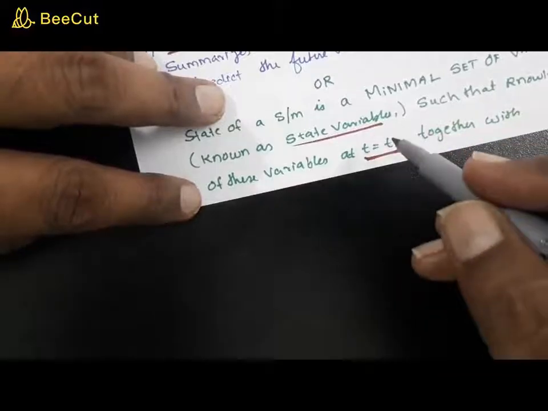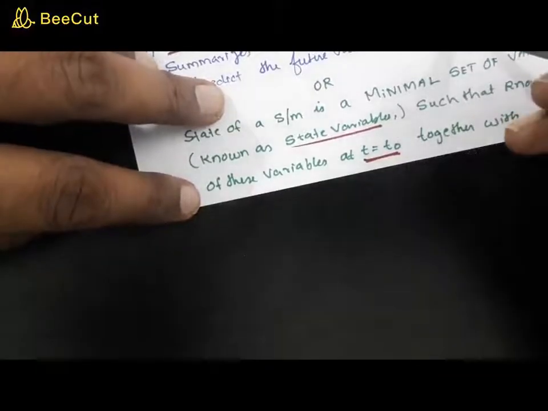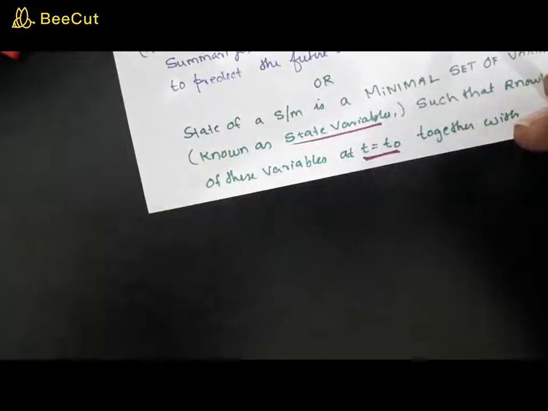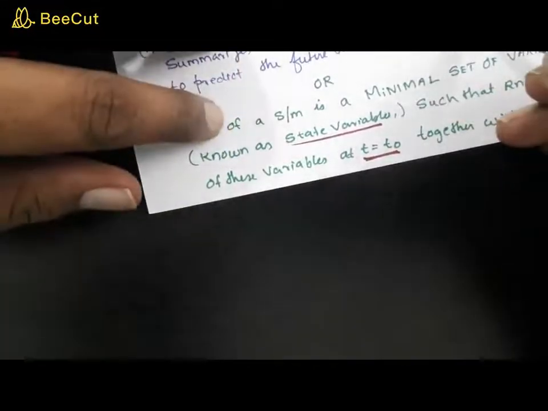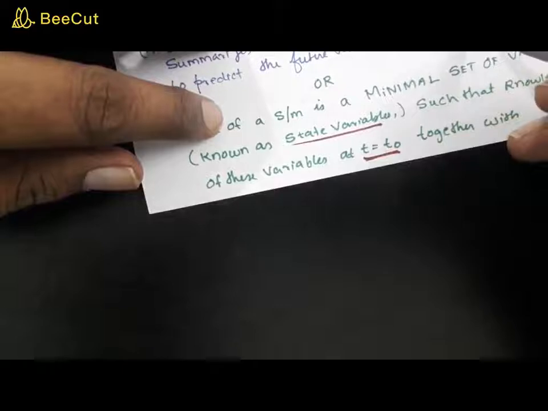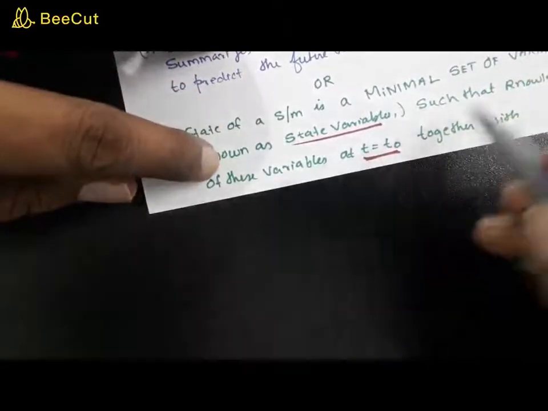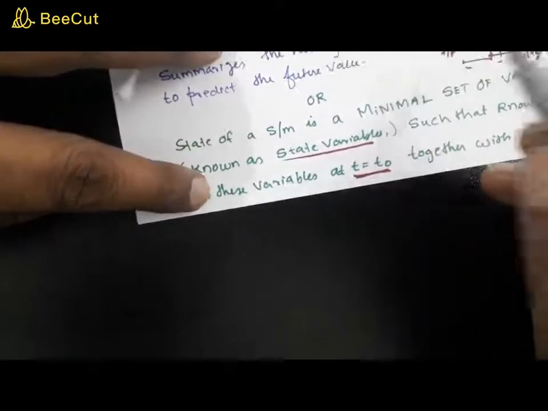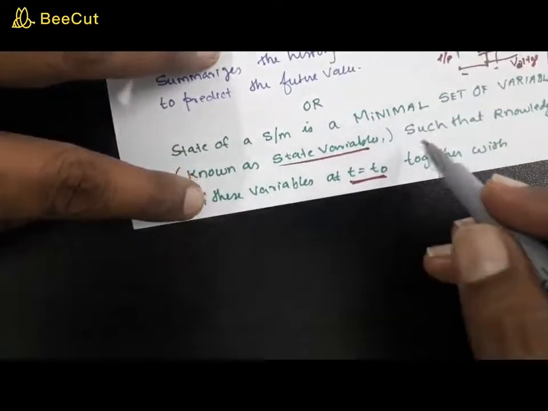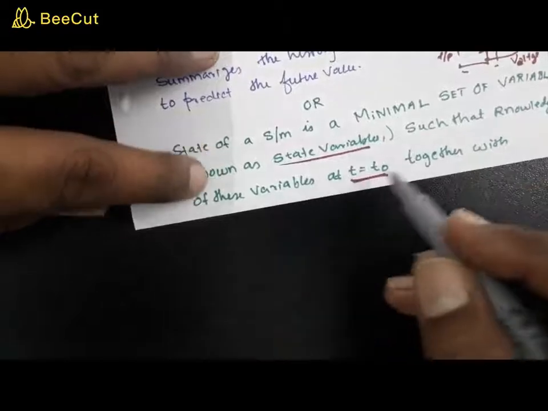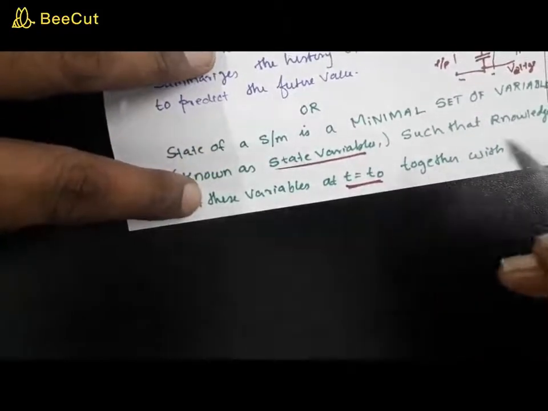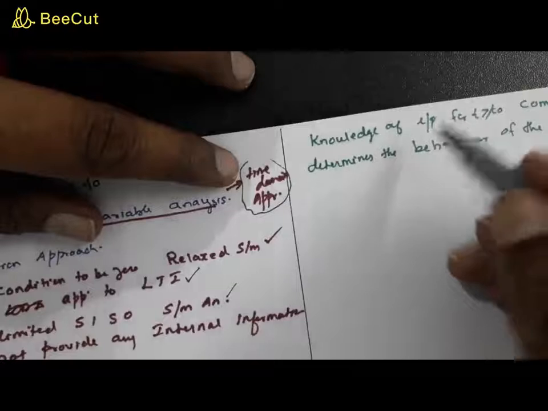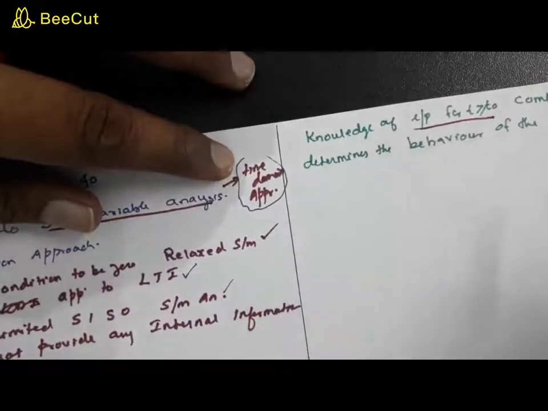And what is the meaning of t equal to 0? It is the time at which you give the input, the moment at which you give the real input to the system which you are analyzing. So at that moment, this set of variables will have some values, and if you have knowledge of those variables at t equal to t0 together with the input for t greater than t0.